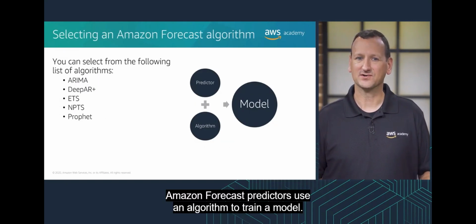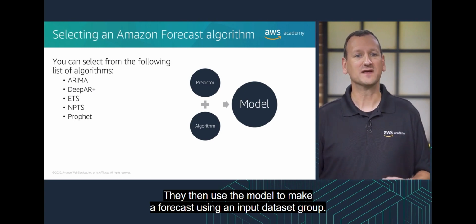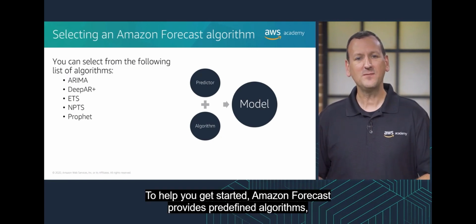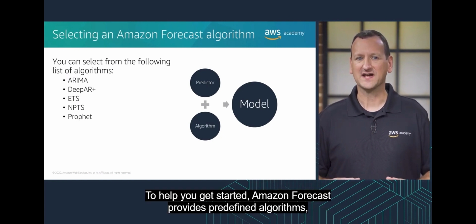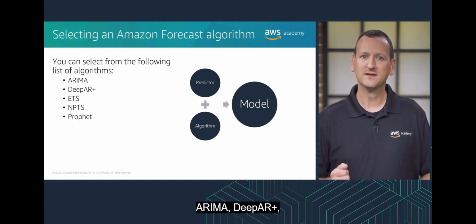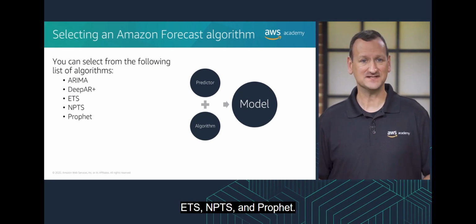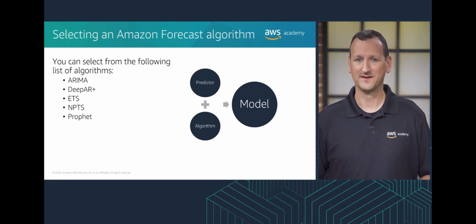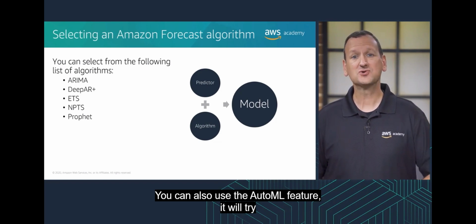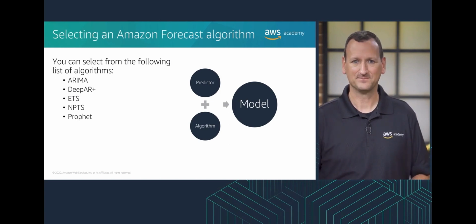Amazon Forecast predictors use an algorithm to train a model. They then use the model to make a forecast using an input dataset group. To help you get started, Amazon Forecast provides predefined algorithms: ARIMA, Deep AR+, ETS, NPTS, and Prophet. You can also use the AutoML feature. It will try all the algorithms to see which one's the best at predicting data.